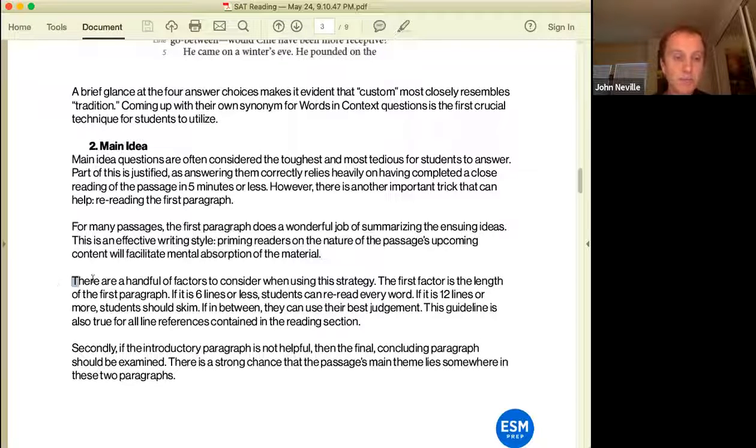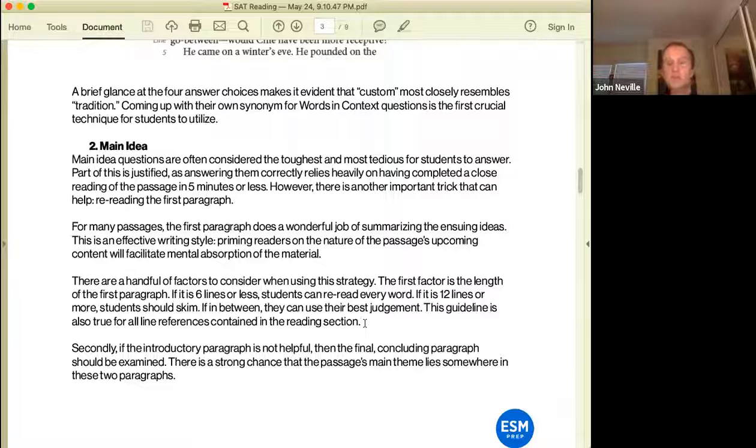Another big important theme here is, if the first paragraph is 6 lines or less, then you can reread every word and know that that's time well spent. But if the first paragraph is like 12 lines or more, then reading every word in order to answer one main idea question is not going to be optimal. So you want to skim it. And if it's 7 to 11 lines, use your best judgment, right?